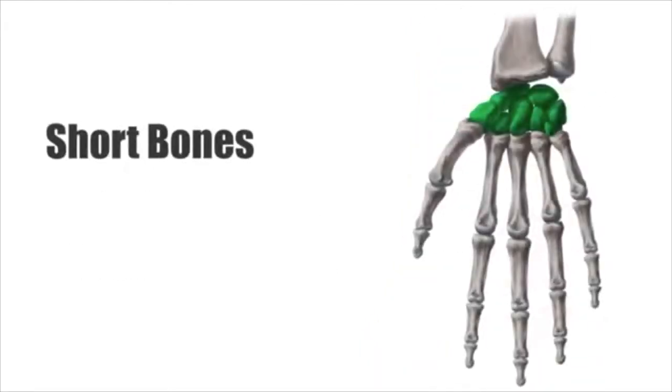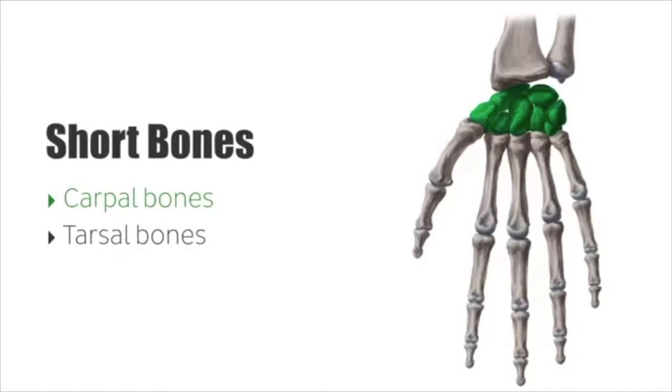Next are the short bones, which consist of a thin external layer of compact bone covering a vast spongy bone and marrow, making a shape that is more or less cuboid. The carpal and tarsal bones fall into this category.